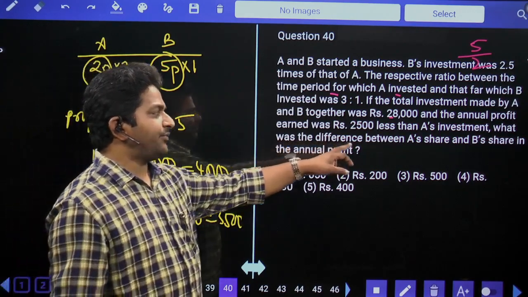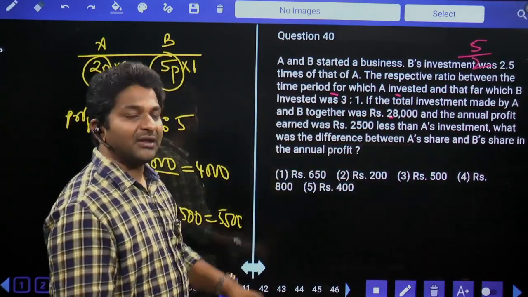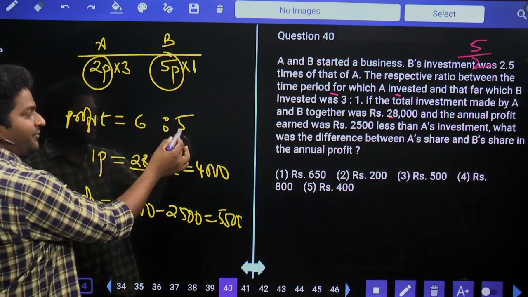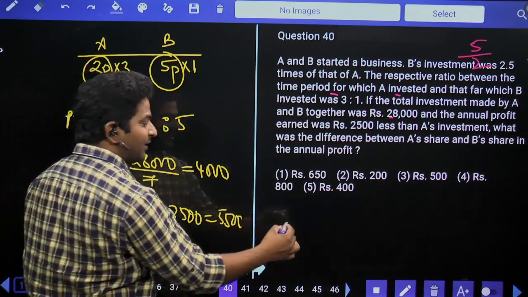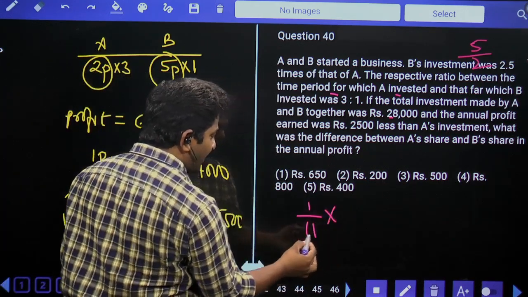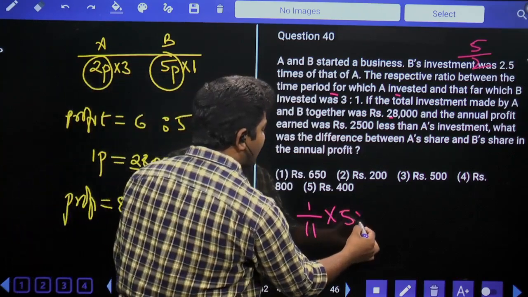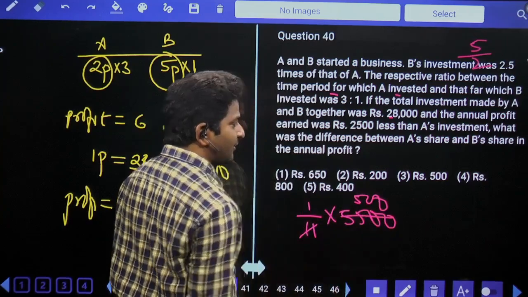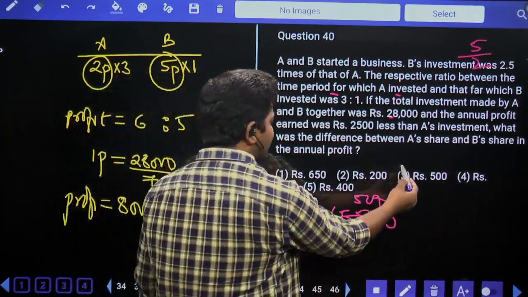Now what was the difference between A's share and B's share in the annual profit? Profit sharing ratio is equal to 6:5. Difference is equal to 1 part out of 11. That is 1 out of 11 among 5,500. 11 5s are 55 and then 2 zeros. So difference is 500, which is our third option.